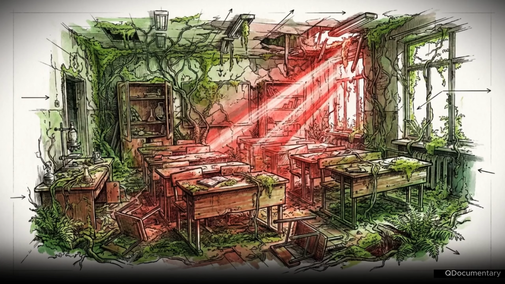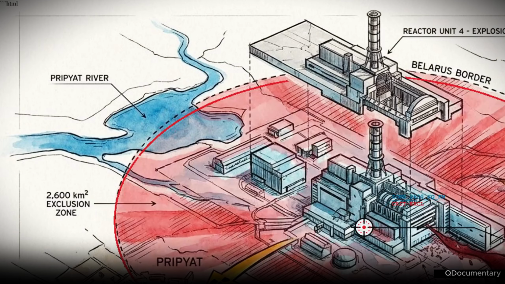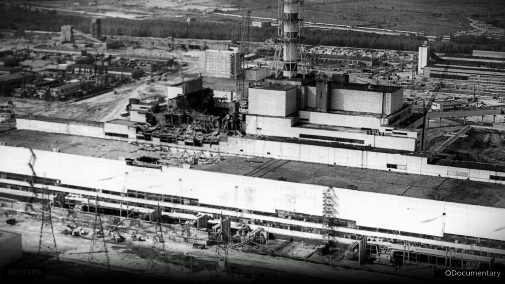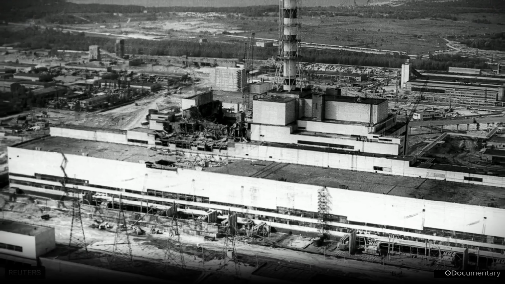Today, the exclusion zone is a rewilded territory where nature has moved back into the abandoned ruins. It remains a 2,600 square kilometer area that cannot be safely inhabited, serving as a reminder of the consequences when engineering is compromised by political pressure.